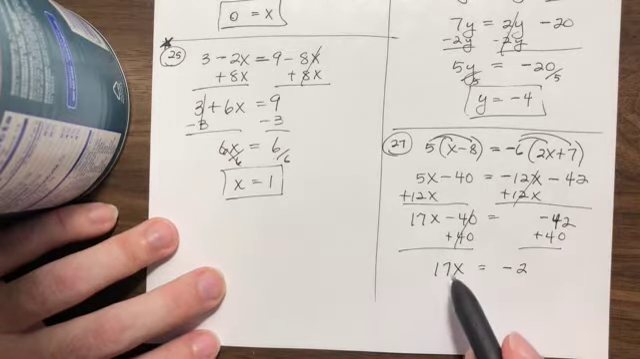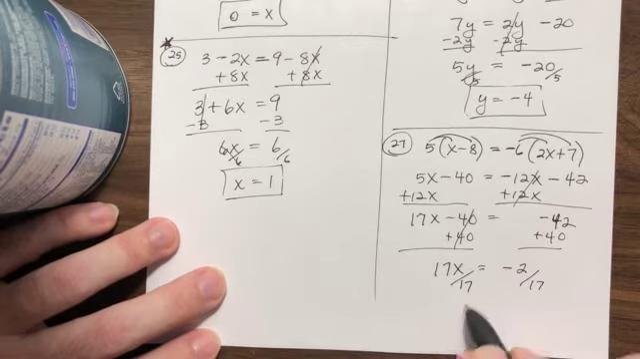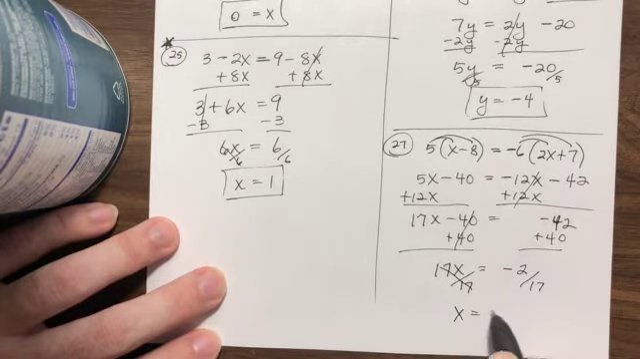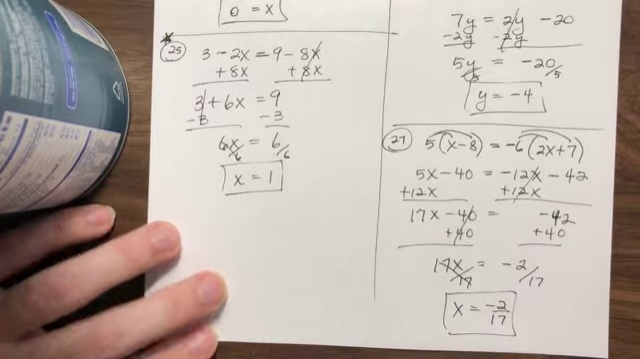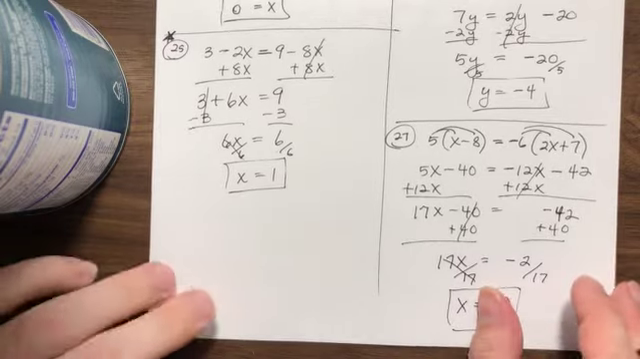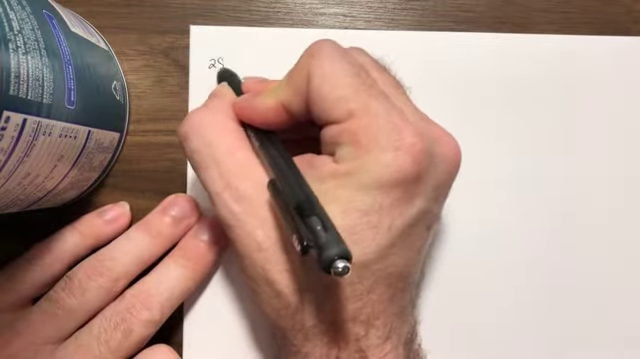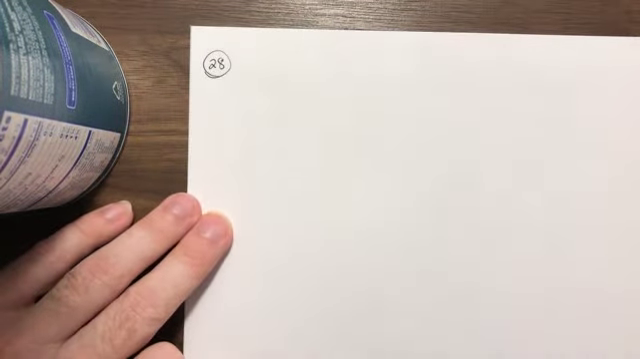We just have 17x. And if I divide at the end, look what happens. It doesn't go evenly. Well, that's okay. I just have a fraction answer. Okay? No big deal. We can have fraction answers. Perfectly fine. That was number 27. And 28, I think this is the one I'm going to star.